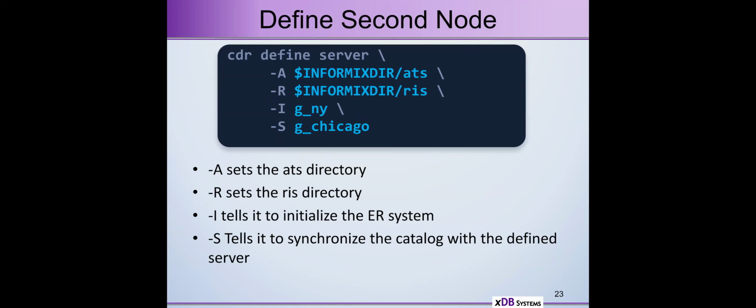This is going to add another root node because we're not telling it any other parameters for it not to be root node. Same thing, we're giving it the dash A and dash R to have it be ATS and RIS directories. And this time we're passing dash I to initialize, but we're initializing for the New York server, and we're passing then the dash S to tell it what root server to connect to. So it'll initialize New York, and it's going to connect to Chicago to join the domain and get a full copy of the catalog.